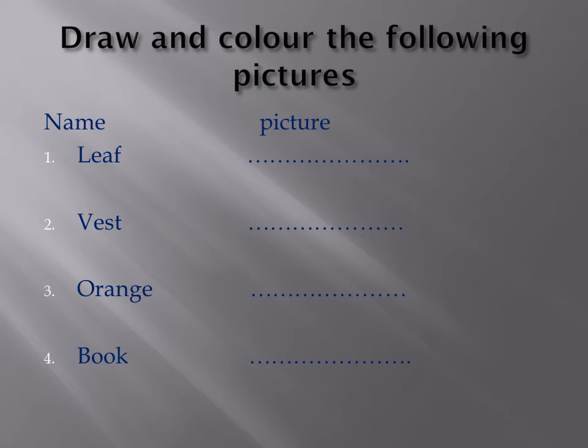Number two is vest. Draw a vest here. Number three is orange. Draw an orange here. Number four is a book. You draw a book here and you color.